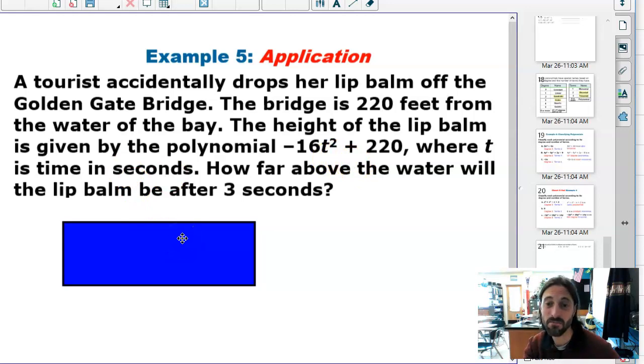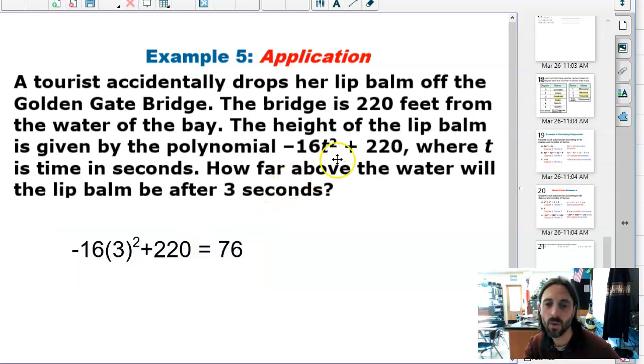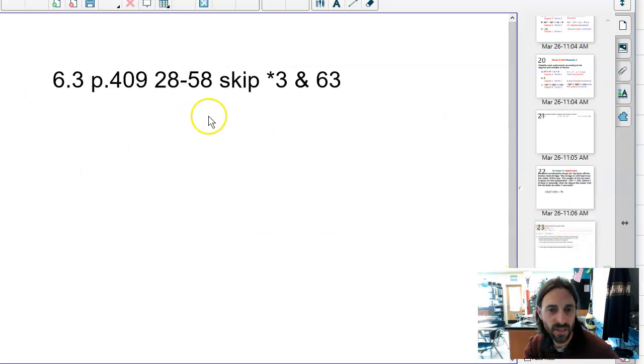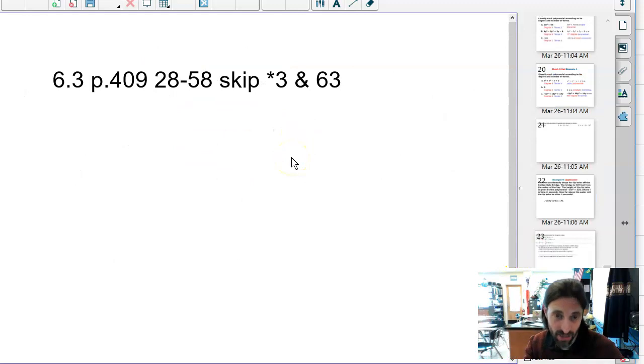Well, this is where it really matters, because now we're going to substitute 3 for t and evaluate the equation. So 3 squared is 9 times negative 16, this is a negative number, plus 220, and you end up with 76 feet above the water after 3 seconds. So that's the big idea. You're going to work on these problems together in class. So I'm going to stop there and I'll try to keep each lecture a little bit shorter than this.